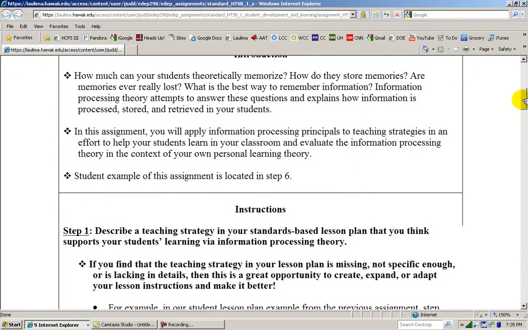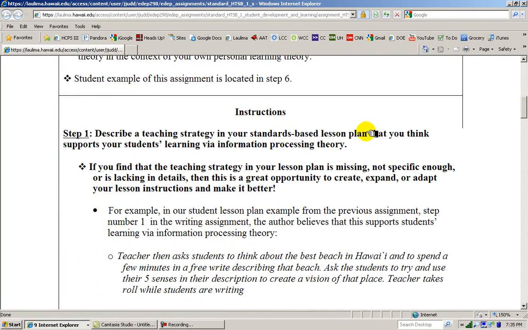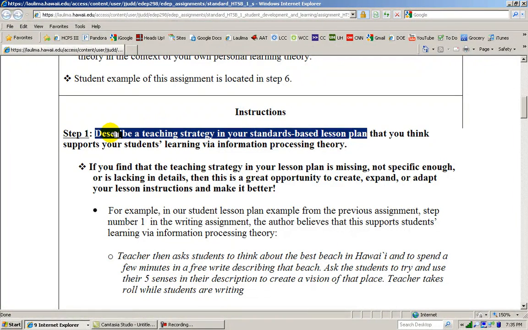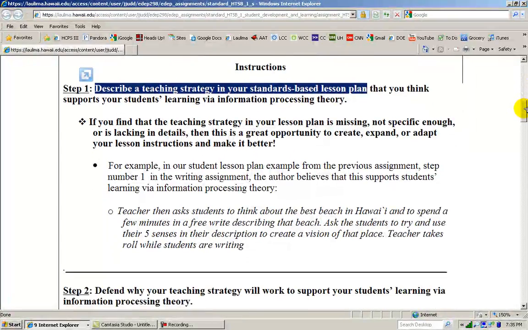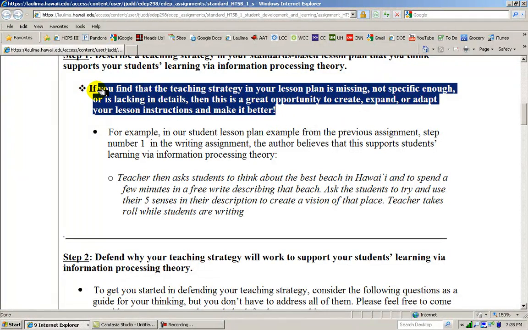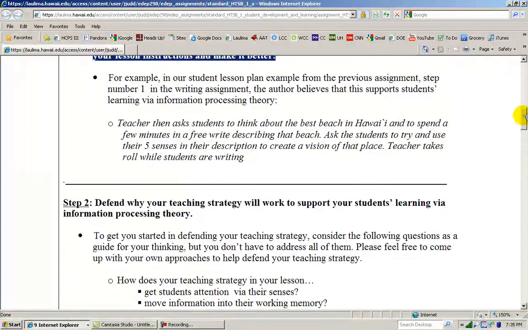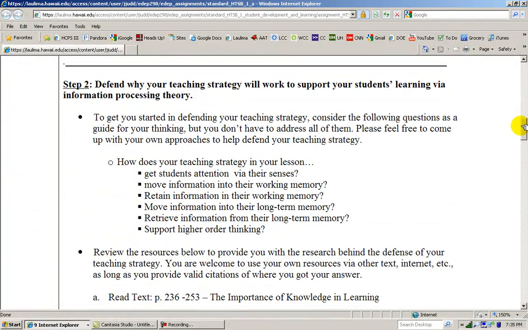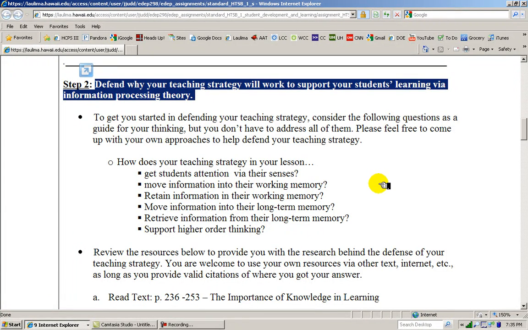And we want to look at your standards-based lesson plan, and I would like you to describe a teaching theory that involves information processing of you trying to get your students to learn something. If you find that the teaching strategy in your lesson plan is missing or lacking details, this is a great chance for you to improve that. After you've chosen a teaching strategy and described it, defend why it works.